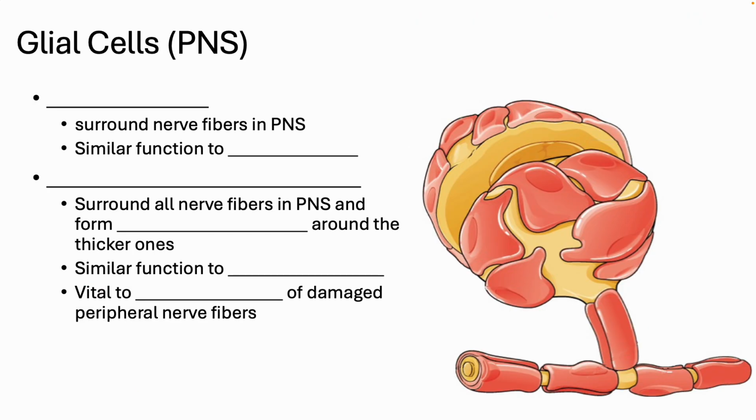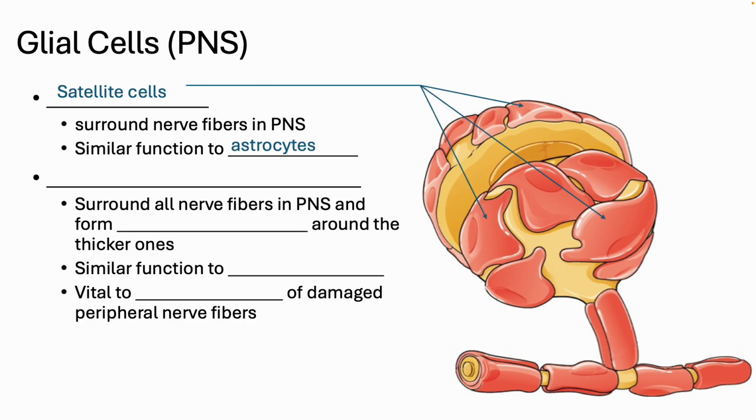All right, let's move to the peripheral nervous system now. Peripheral nervous system glial cells, remember there are two. One is the satellite cells. These surround nerve fibers in the peripheral nervous system and have a similar function to the astrocytes.